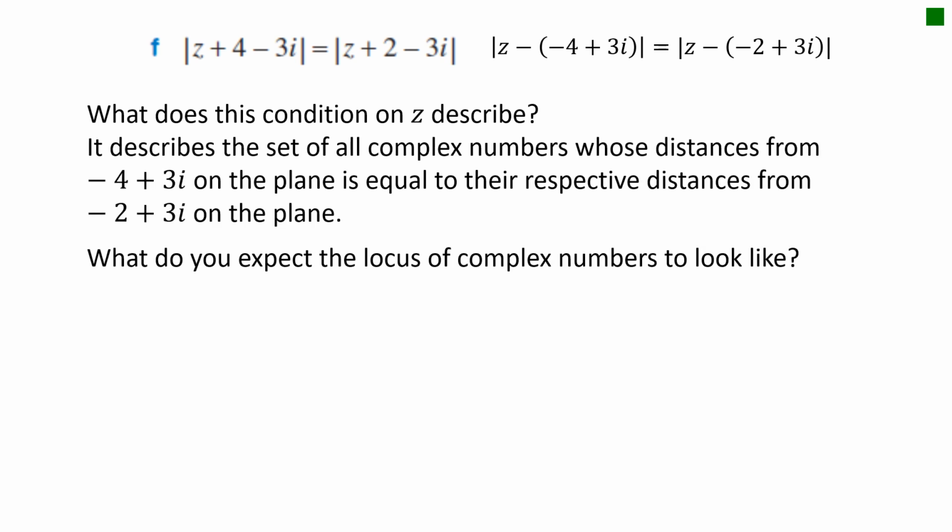Does that make sense? It describes a set of all complex numbers whose distance from minus 4 plus 3i on the plane is equal to its distance from minus 2 plus 3i on the plane. Have a think about where those 2 points lie on the plane. Obviously, they're at the same y value. They have the same imaginary component. So what do you think would be all complex numbers to satisfy that condition?